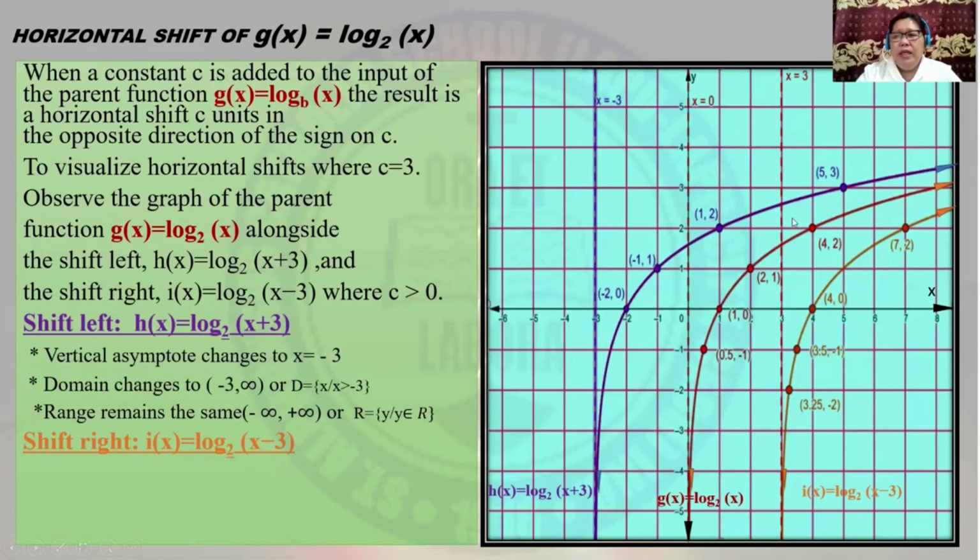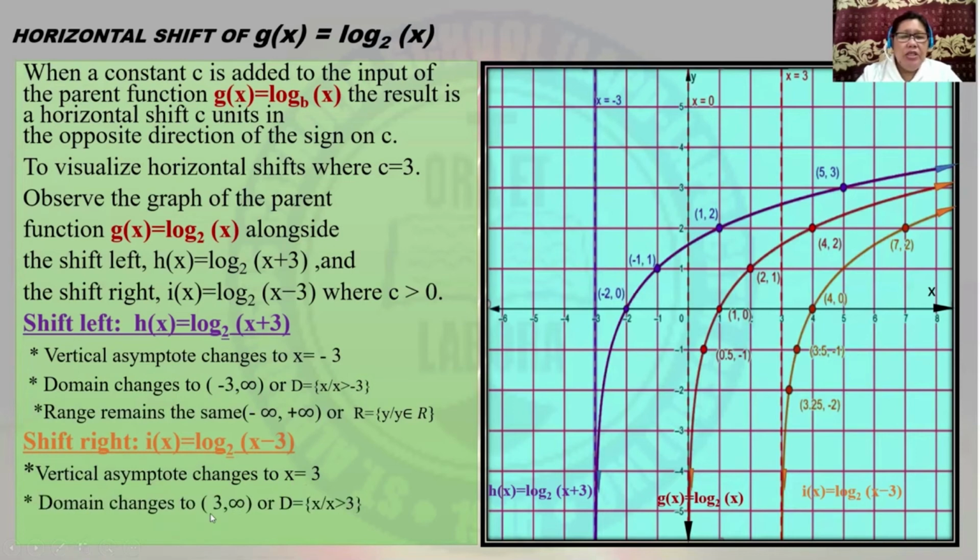And the vertical asymptote is also moved 3 units to the right. And we now have the vertical asymptote equivalent to the line x is equal to 3. So the vertical asymptote changes to x equals 3. The domain changes to x greater than 3. And the range remains the same. Still y element of real numbers.